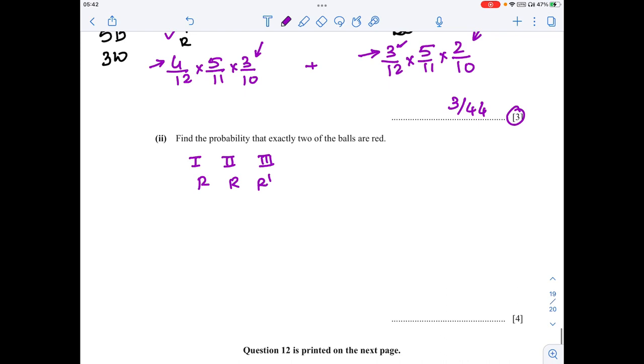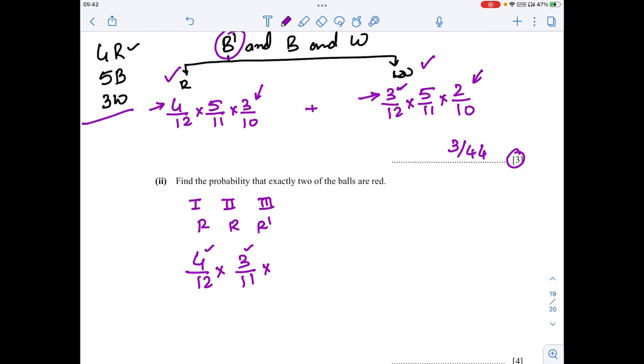So red is nothing but what? 4 upon 12. And another one red is 3 upon 11 because one red is over and it is without replacement. So first red and the second red, and third one is not a red. Now totally, what is this? Not red. Not red is nothing but how much? 8 upon 10. Then times 3.